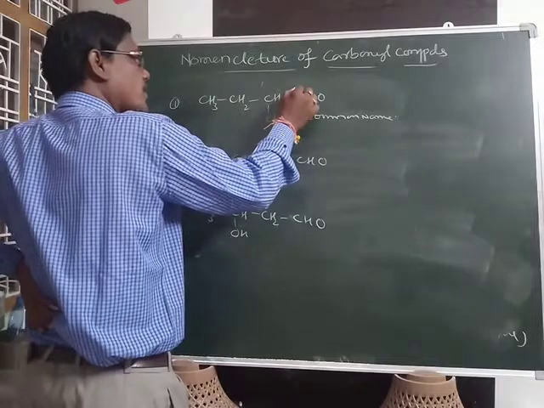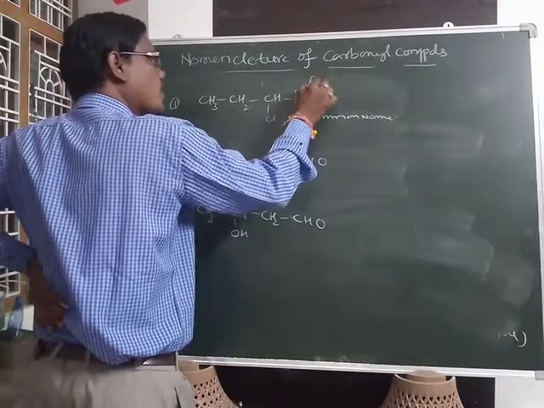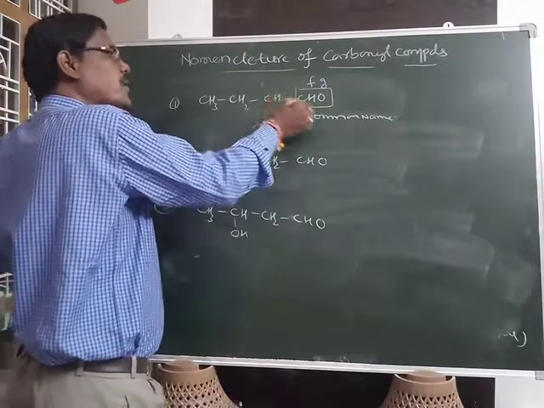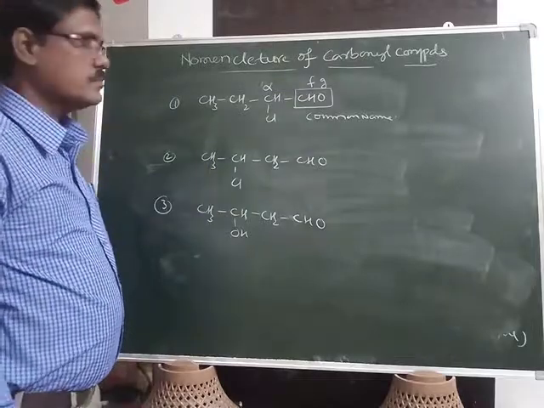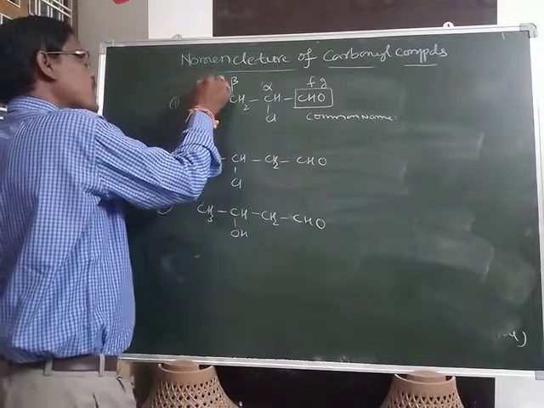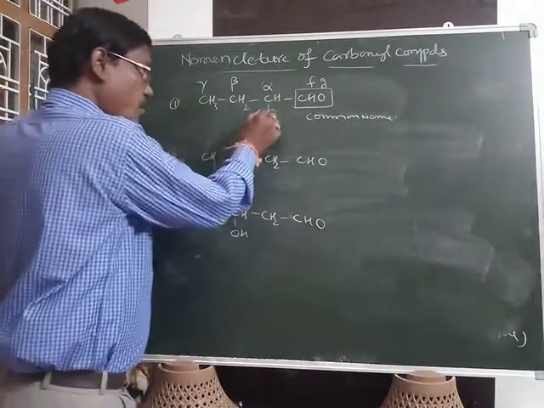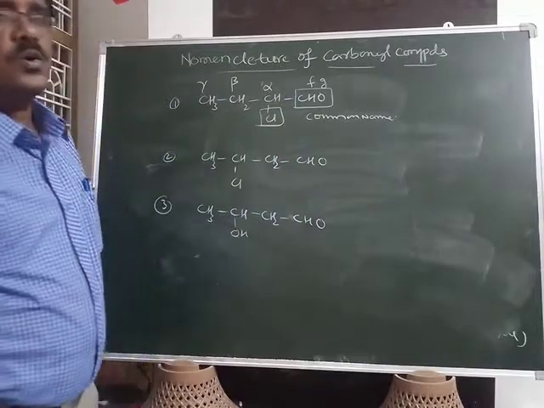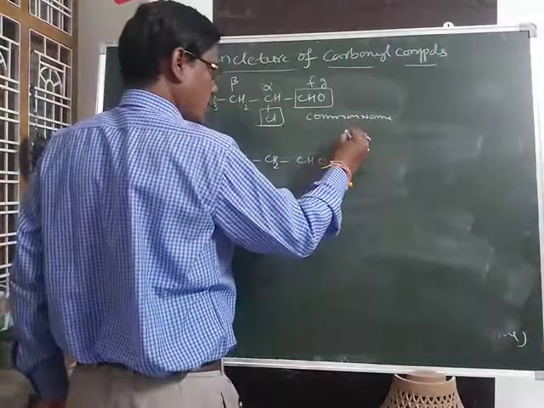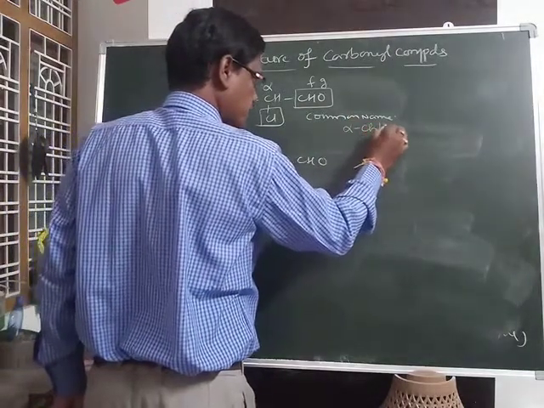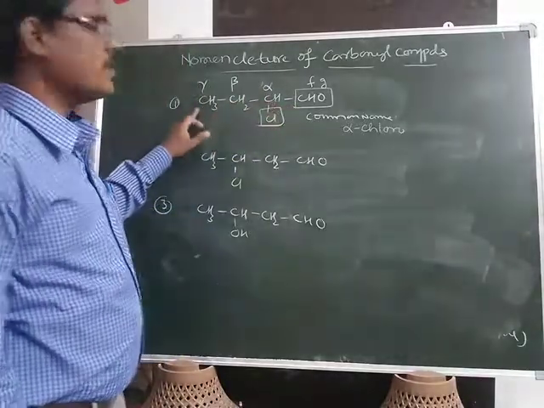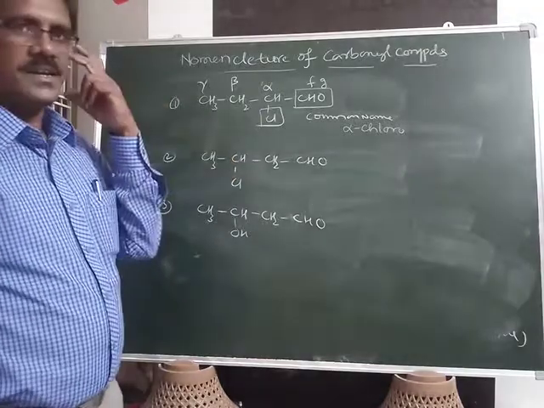In common name, we indicate this as the functional group, and the next carbon after the functional group is known as alpha carbon. After that one carbon is beta carbon and the next carbon is gamma carbon. At alpha carbon a chloro substituent is present. That's why its common name is alpha chloro. This is completed. Alpha chloro, 1, 2, 3, 4 carbon containing is butanoic acid.